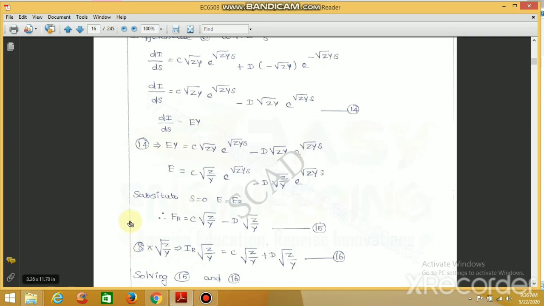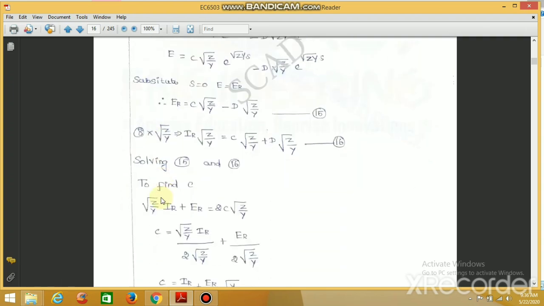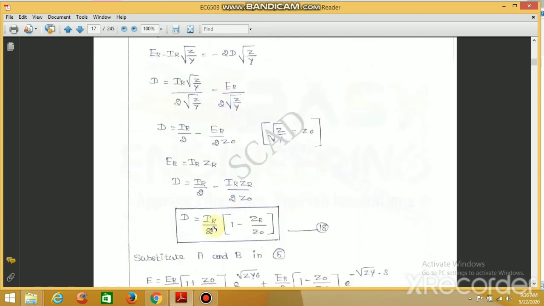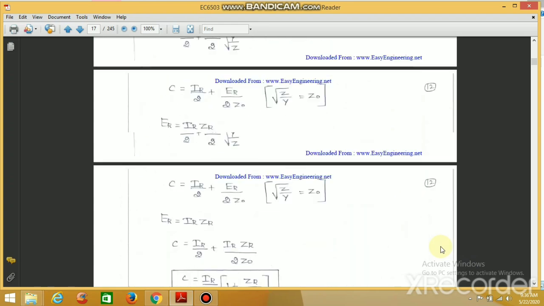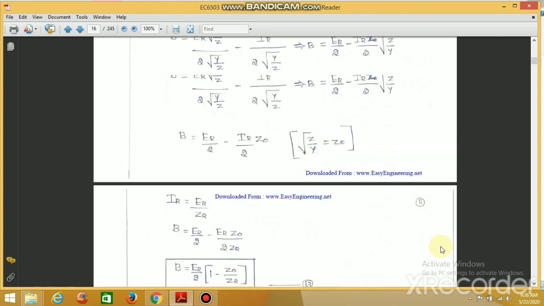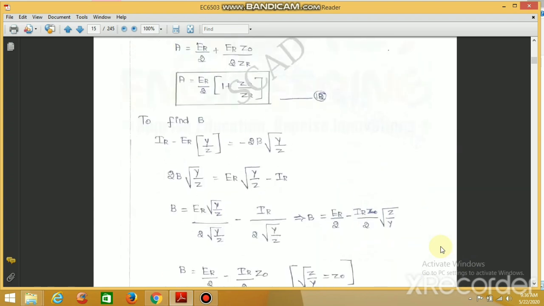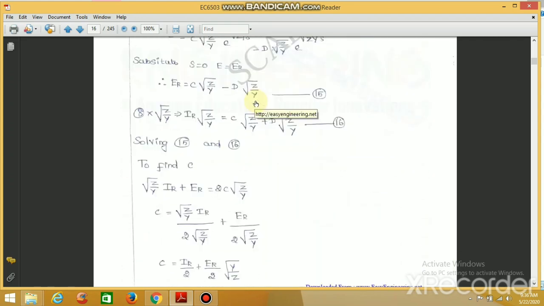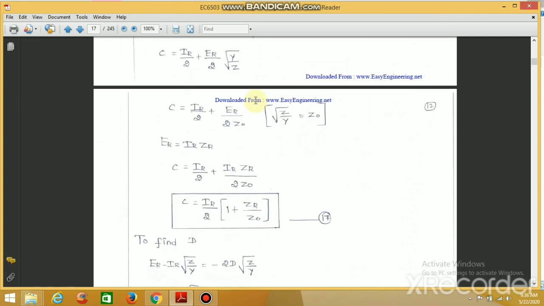Once you solve equations 15 and 16, you may get C is equal to IR by 2, 1 plus ZR by Z0, and similarly D is equal to IR by 2, 1 minus ZR by Z0. So you have calculated the arbitrary constants A, B, C and D. A is calculated as A is equal to ER by 2, 1 plus Z0 by ZR, and similarly B is equal to ER by 2, 1 minus Z0 by ZR, and C is equal to IR by 2, 1 plus ZR by Z0.